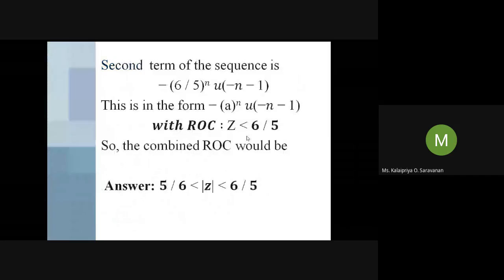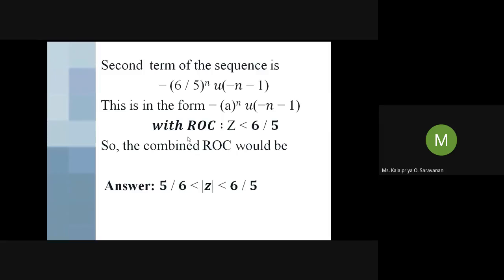Minus (6/5)^n u[-n-1]. If you look at this term, compare it with the basic signal, minus a^n u[-n-1]. This is a left-sided signal, a non-causal signal. If you have any signal like this, minus a^n u[-n-1], the Z transform of this signal is also z/(z-a). But the point is, this is a left-sided signal, so |z| less than a will be the ROC. So modulus of z less than 6/5 we have written.